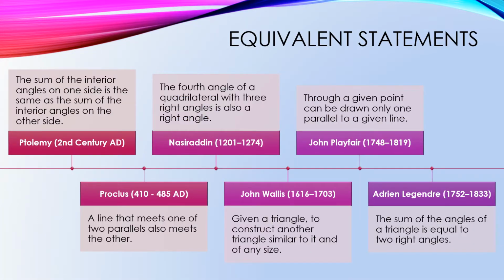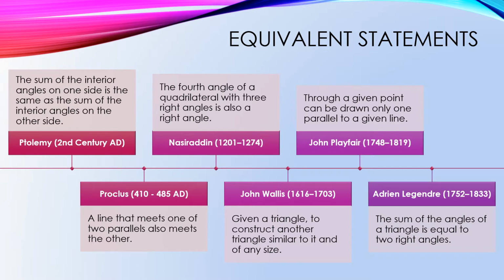Here are a few statements that mathematicians tried to use to replace or prove the fifth postulate. One of the most common equivalent statements is John Playfair's statement that through a given point can be drawn only one parallel to a given line. Playfair's axiom, as it is referred to, is often used as a replacement to Euclid's fifth in modern language. All of these statements, and many more, have only been successful in creating a logically equivalent statement to Euclid's fifth.